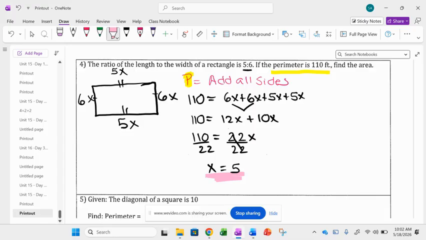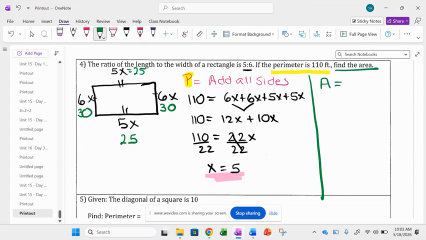Excellent. Now that I know x is equal to 5, I'm going to go to my rectangle and plug in that 5. So 5 times 5 is 25. So the top and bottom are both 25. And then 6 times 5 is 30. So the left and right are both 30. So now my next step, now that I found all the sides, it says find the area.